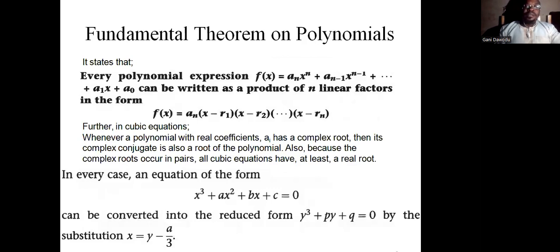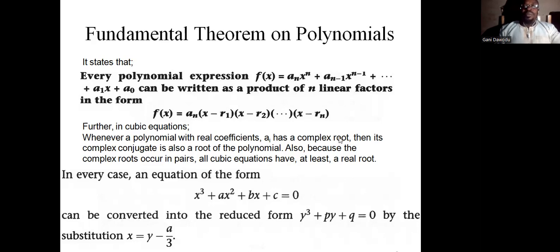Now, if you have a polynomial of the type this, the highest degree is n, the highest degree to which x is raised is n, it can be written in this form. There you have a coefficient and you have the multiplication of n linear equations. Now, that's a general polynomial of degree n. What if you have a cubic equation? Cubic equations are polynomials whose highest degree is 3. The highest degree to which x is raised is 3.